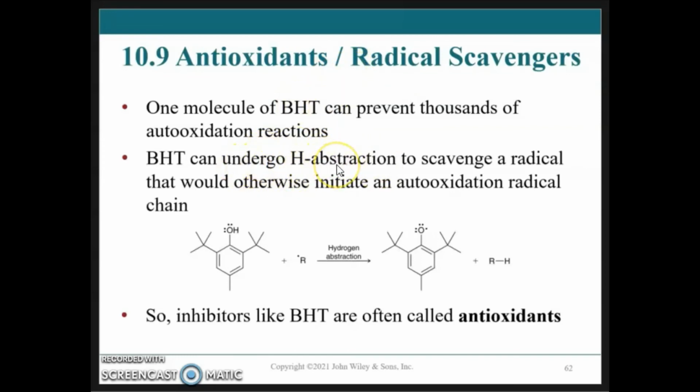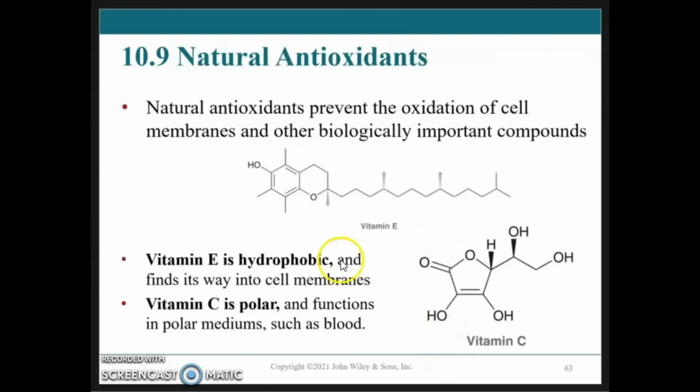BHT undergoes hydrogen abstraction, and this resonance stabilized structure is quite stable and doesn't propagate the oxidation reaction. There are several natural antioxidants. Vitamin E, which is tocopherol, prevents a number of oxidations in the body and cell membranes.